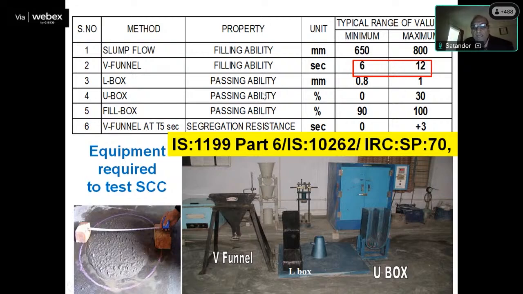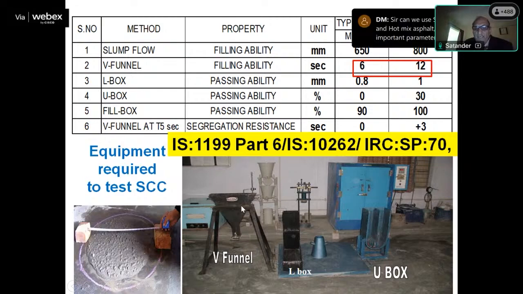These are the specifications given in the IRC SP 70 code on bridges. We can use it for pile foundations, most importantly, because there it is compacted by its self weight. So two simple tests, the funnel test and the other.